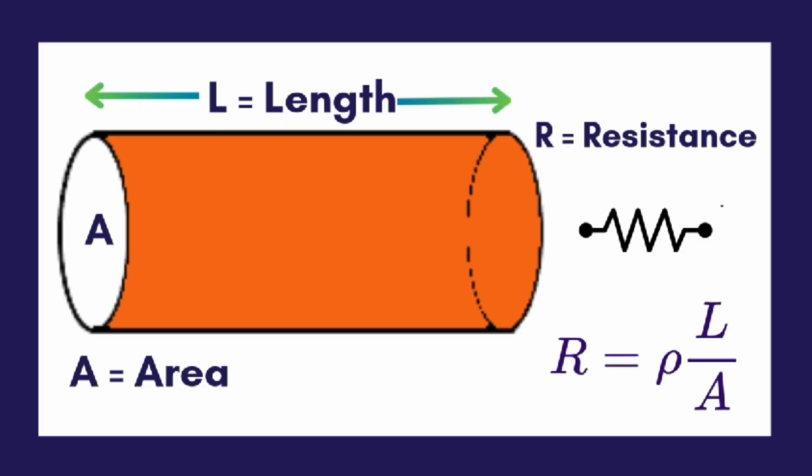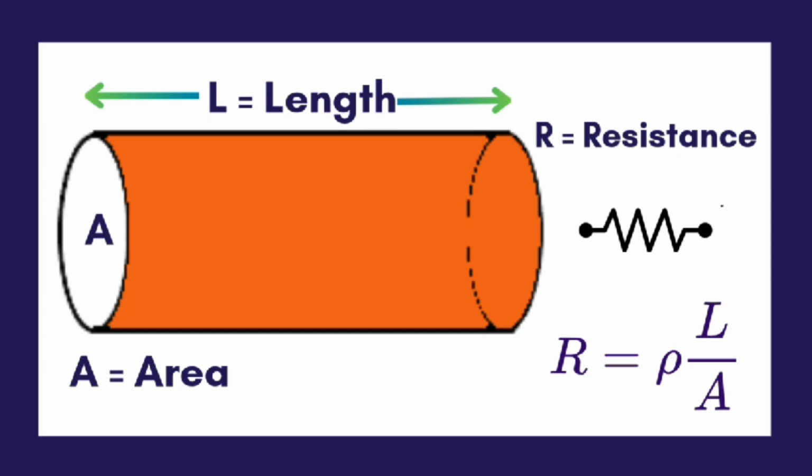Number 3, material of the conductor. Different materials have different resistivities. Resistivity is a property of material. So, for good conductors, for example, copper, silver, resistivity is low, so they offer low resistance. And for insulators, for example, rubber, plastic, resistivity is high, that will be offering high resistance.